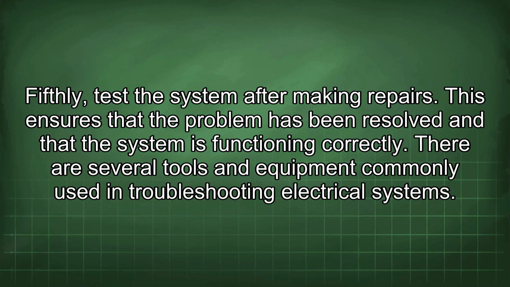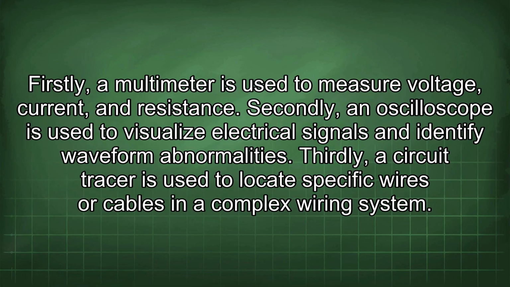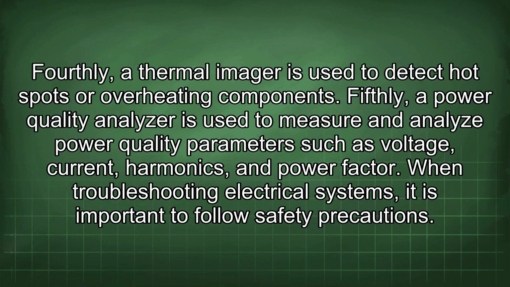There are several tools and equipment commonly used in troubleshooting electrical systems. Firstly, a multimeter is used to measure voltage, current, and resistance. Secondly, an oscilloscope is used to visualize electrical signals and identify waveform abnormalities. Thirdly, a circuit tracer is used to locate specific wires or cables in a complex wiring system. Fourthly, a thermal imager is used to detect hotspots or overheating components. Fifthly, a power quality analyzer is used to measure and analyze power quality parameters such as voltage, current, harmonics, and power factor.